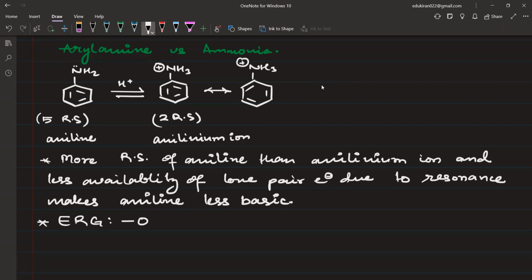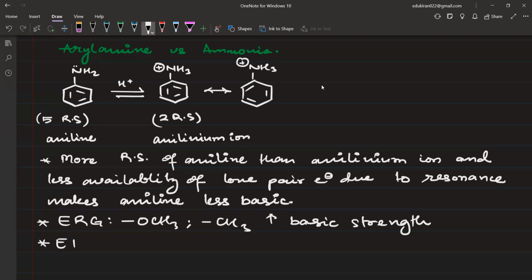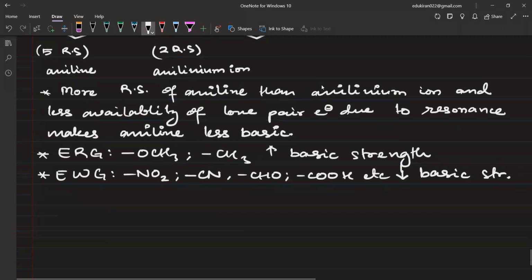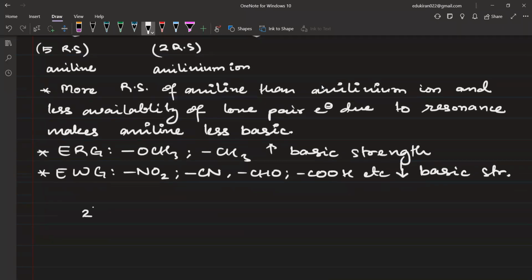Electron releasing groups such as OCH3 and CH3 increase basic strength. Electron withdrawing groups such as NO2, nitrile, CHO, COOH, etc. decrease the basic strength. So majorly we can say that 2 degree is the most basic. Please write the basic order, general basic order.